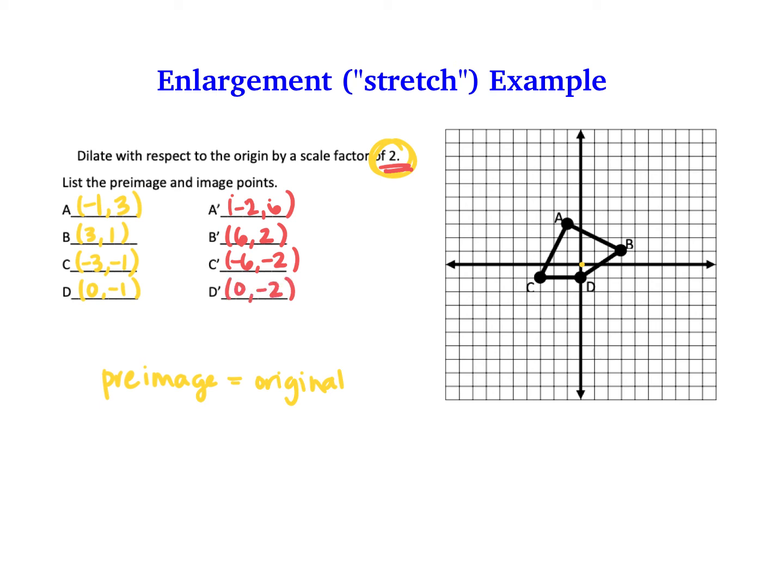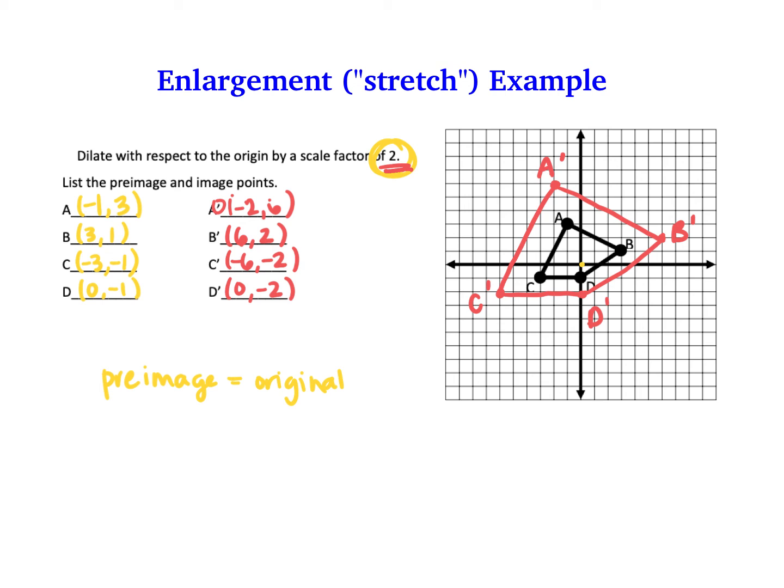So -2, 6 would be to the left 2 and up 6. And if you notice, we call that A prime with that little dash next to it. B would be all the way over 6 and then up 2, and again we would call that B prime. C prime would be left 6 and down 2. And then D prime would be 0, so not moving left or right at all, and then down 2, D prime. And you'd want to connect those just like they are in the original shape.